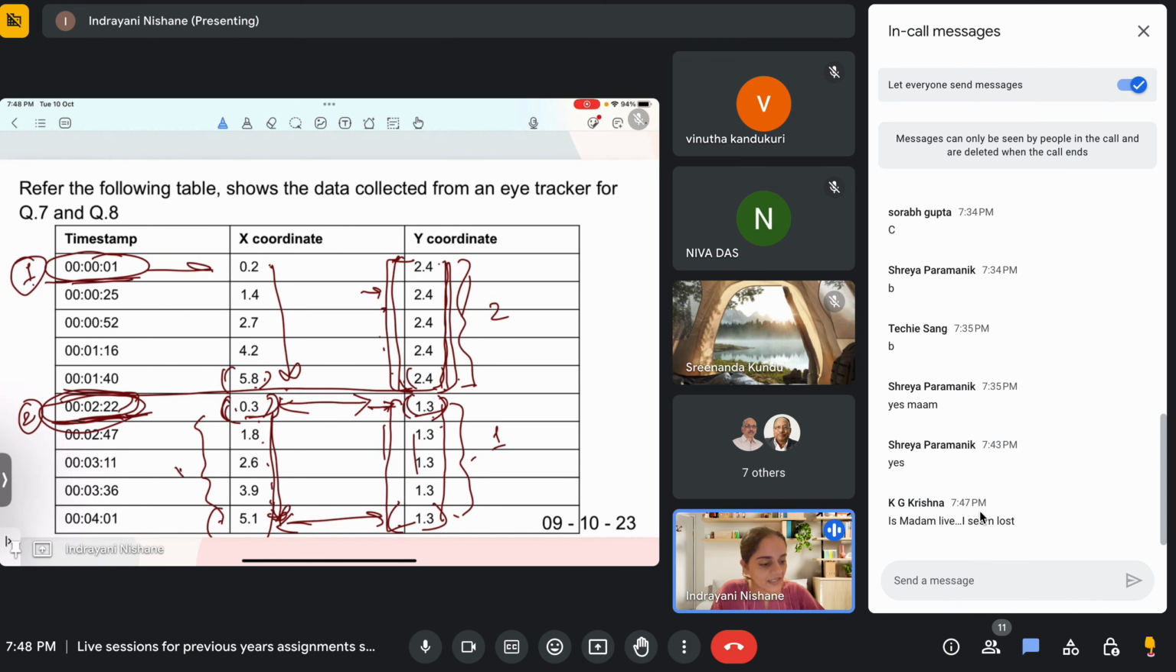So this was the second saccade, and this was the second saccade starting point, and that was the first saccade starting point.